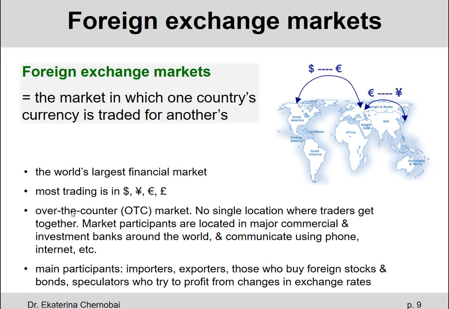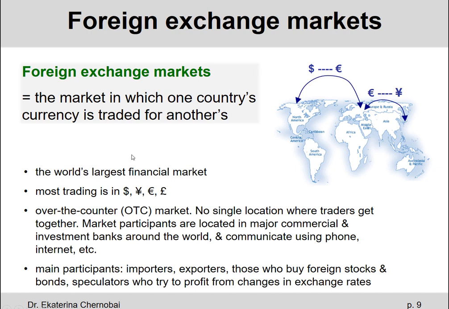And that's what the over-the-counter market means. The opposite of the term over-the-counter market would be something like a single physical location where the trade occurs. In this world, the most important currencies that are traded the most are the US dollar, the Japanese yen, the European euro, and the British pound.